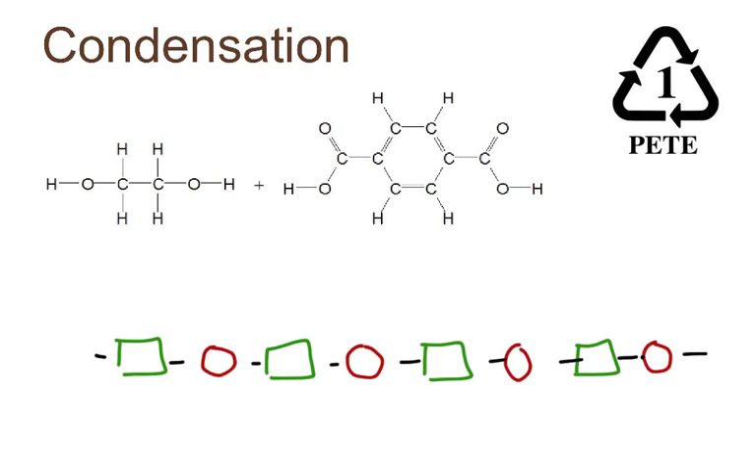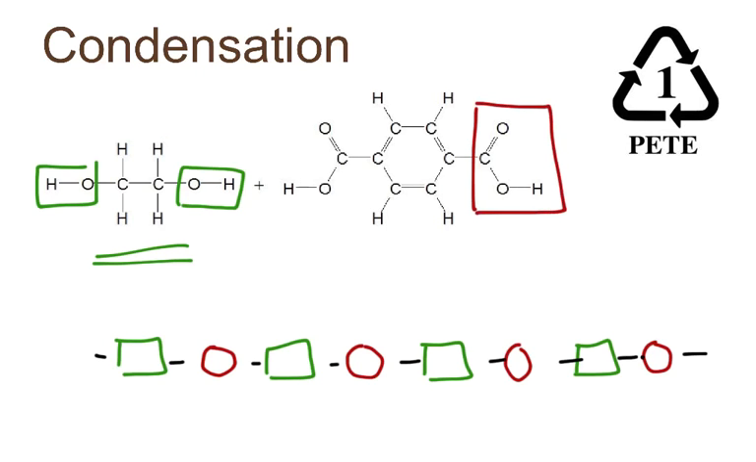Now, the condensation reaction can also be used to make a polymer. And what happens here is here we have something called ethylene glycol. And ethylene glycol has two OH groups. And that's important. And then we have another molecule here called terephthalic acid. And we can see we have a COOH. But we also have a COOH over here.